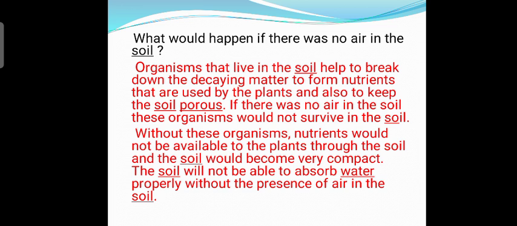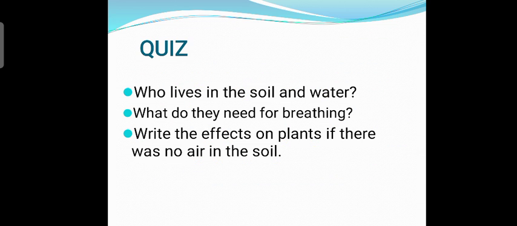Actually, students, these creatures help the soil to become porous so that the flow of air and water can be maintained. The soil will not be able to absorb water properly without the presence of air in the soil. Now, students, what did we learn today? In this lesson, we learn that air is present everywhere and mainly in the soil. So, water and air, these two things present in the soil make life possible and make plant life also possible.